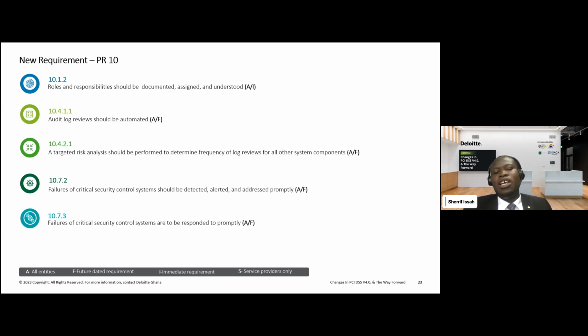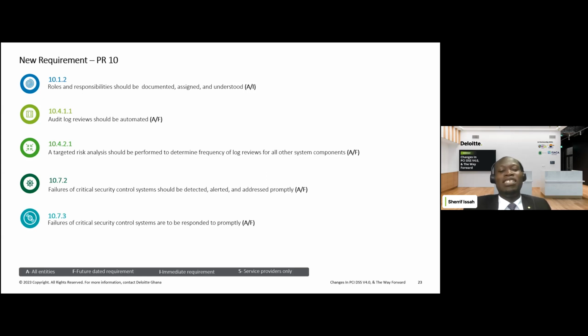Then 10.7.2 also says that failures of critical security control systems should be detected, alerted, and addressed promptly. So critical security control systems are the systems that are providing security to us. They can be the tools we use, the IDS, the IPS, the WAFs, the firewalls, the SIEM solution, just mentioned them. If there are failures in these critical security systems, there should be mechanisms to detect, alert, and address them promptly. Because if they fail, they are meant to protect us. So if they fail, it means we are doomed, especially when we don't know we are putting all our hopes on them.